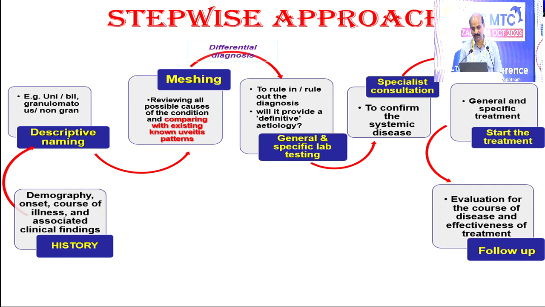After coming to the differential diagnosis, we need to rule out or rule in through lab tests. And if the patient has any systemic condition, please don't hesitate to refer to a specialist, because either a pulmonologist or a rheumatologist helps us a lot.